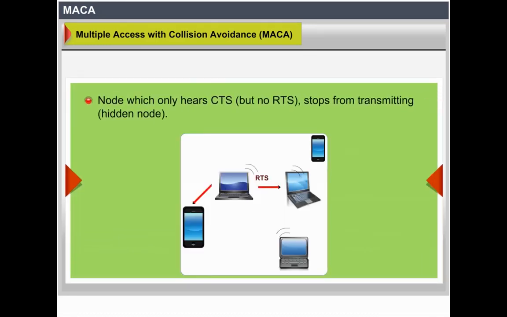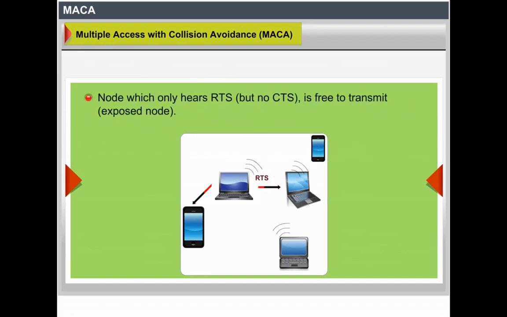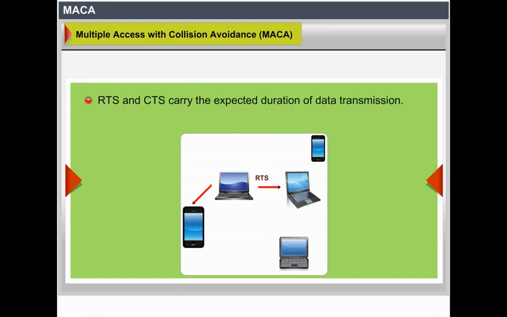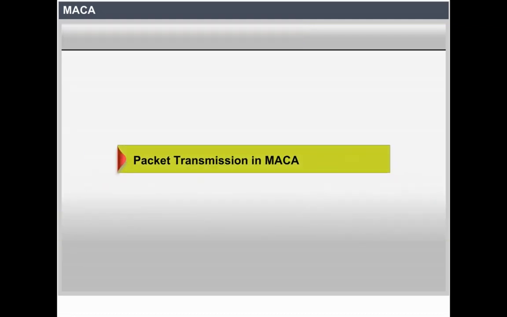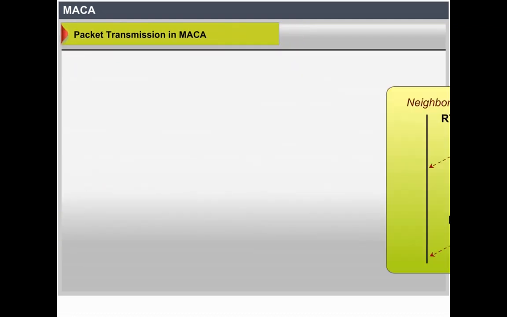A node which only hears CTS but no RTS stops from transmitting: hidden node. A node which only hears RTS but no CTS is free to transmit: exposed node. RTS and CTS carry the expected duration of data transmission. When there is a collision, it uses binary exponential backoff, BEB, before retrying. The figure below shows packet transmission in MACA.